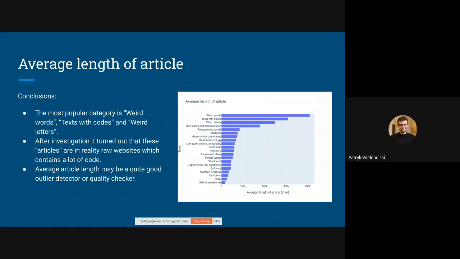The last analysis is the average length of an article. We were quite surprised that there were articles with on average almost 500 million characters. It turned out that these were raw websites, with a lot of HTML markup and a lot of JavaScript. So in general, average article length may be a quite good outlier detector or quality check to verify that the articles are correct.